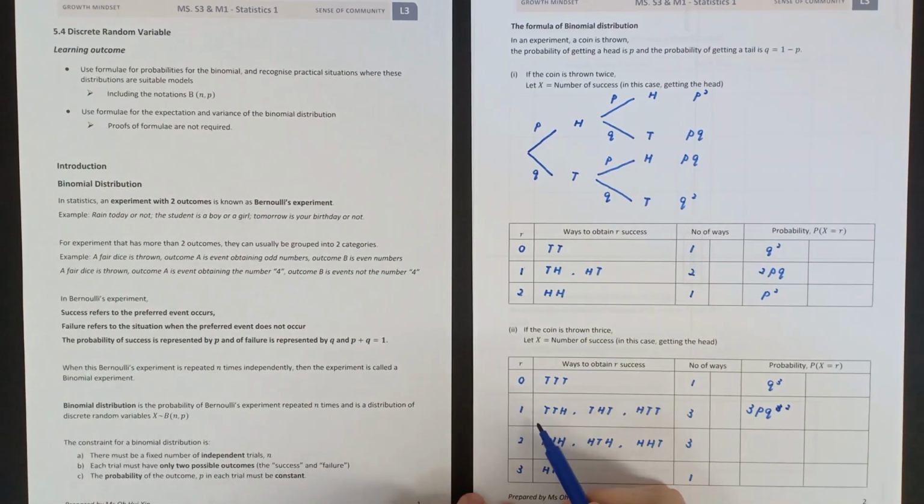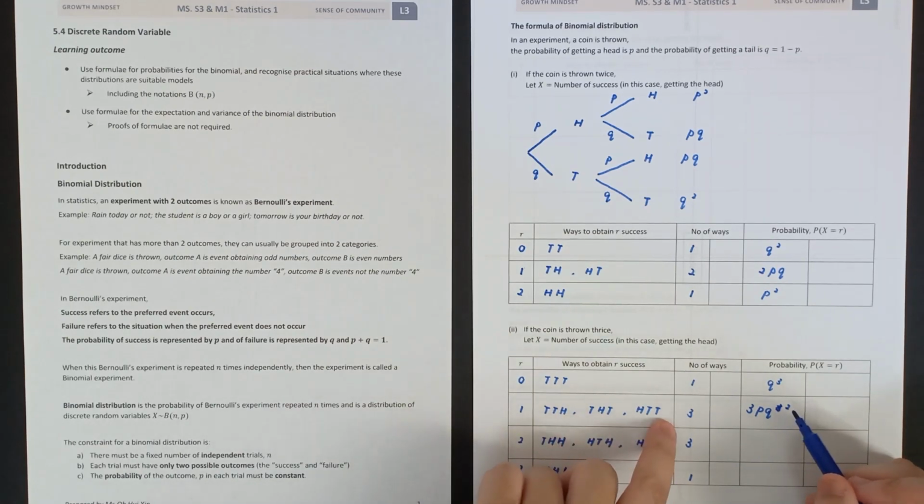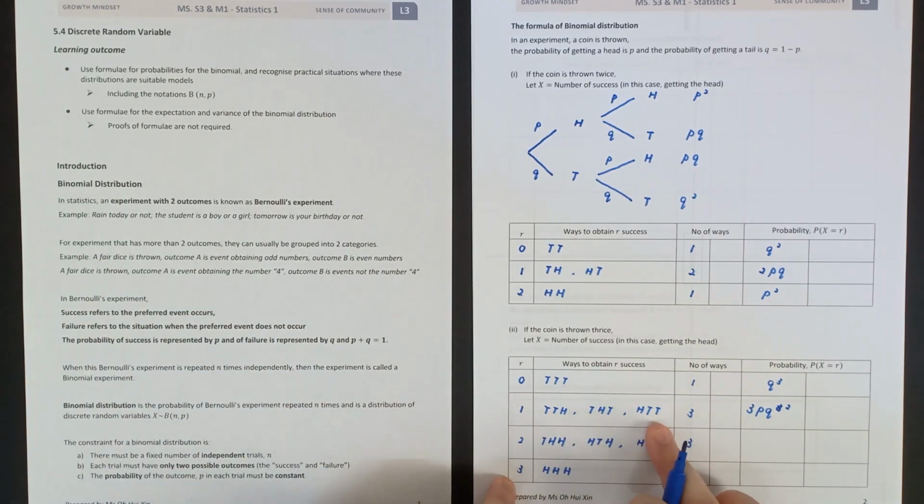Okay, I have 2 tails, and for each of these, I have 1 head. So the 1 head gives me P, then the 2 tails give me Q square, and I have 3 ways here. Or meaning it's just PQ square plus PQ square plus PQ square.